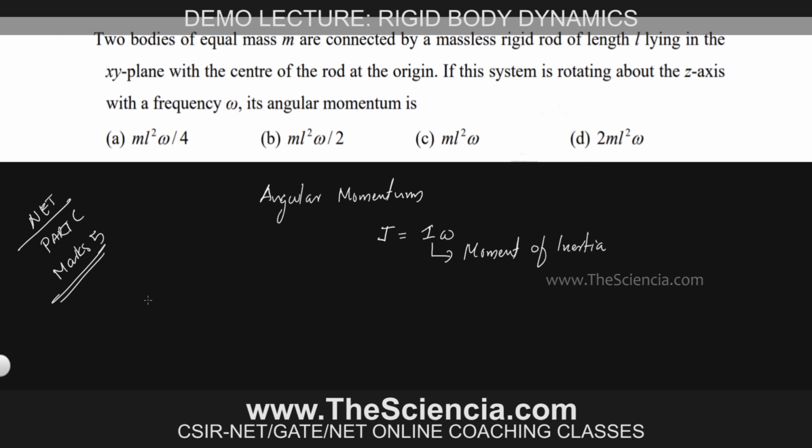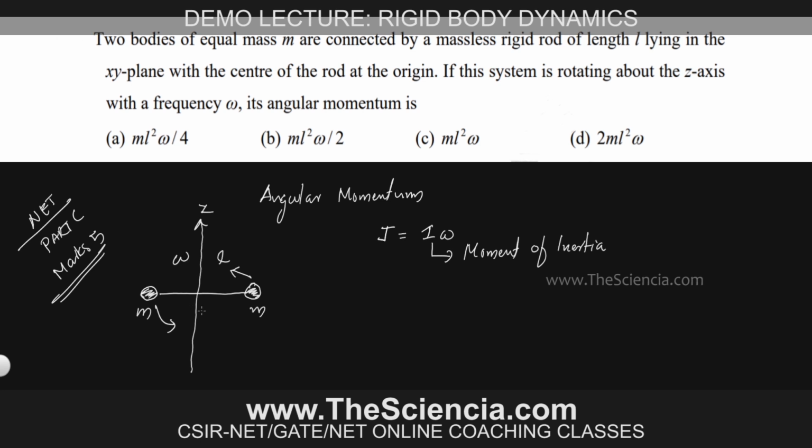Now what is our problem? There are 2 bodies of equal masses m, and these are connected by a rigid rod of length L. It is lying in the xy plane, and it is rotating about the z axis with some angular frequency omega.